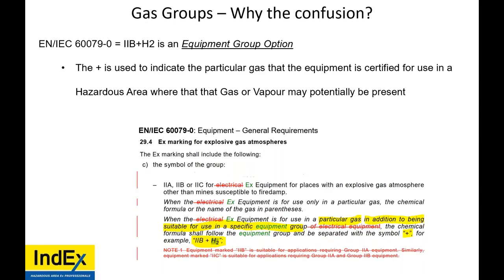75% of people said that the individualized gas groups are simpler and cheaper for manufacturers, for installers, for designers, for maintainers, because there's less confusion. A is only acetylene, done. B is hydrogen and others. So that separation makes it easier for people to understand.